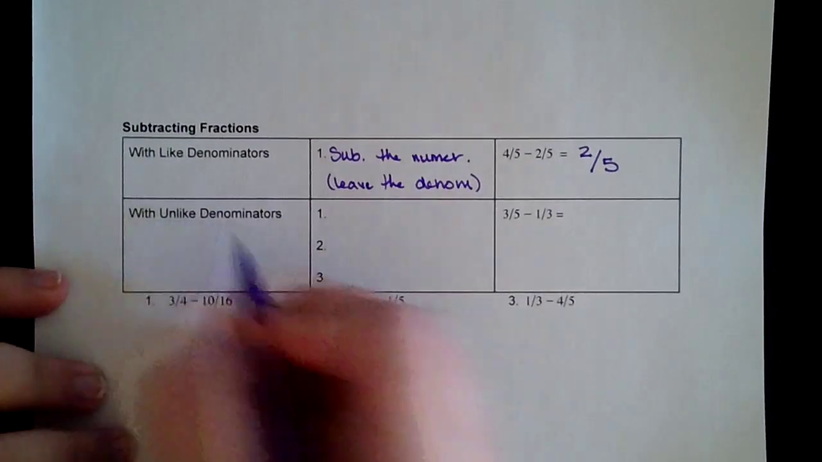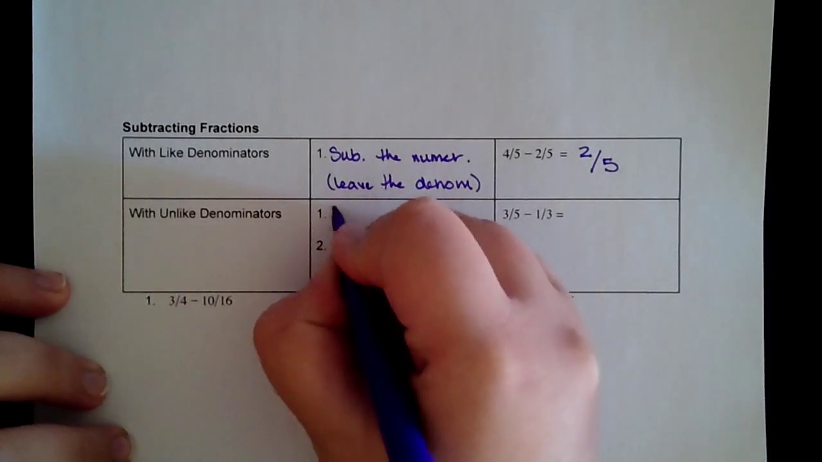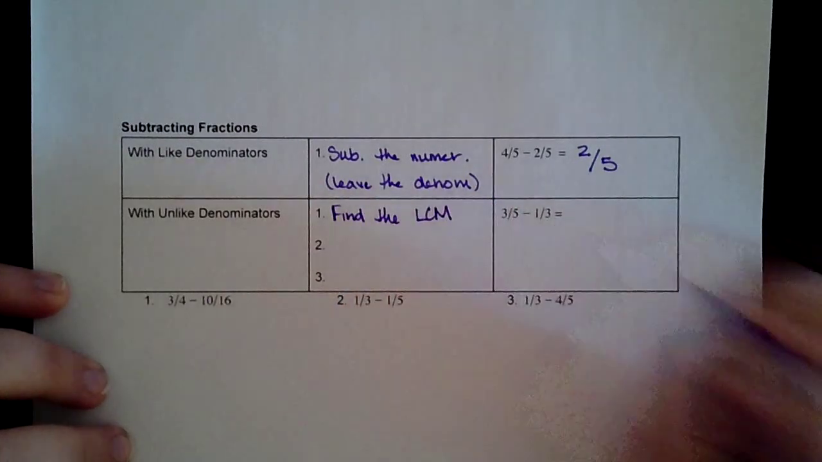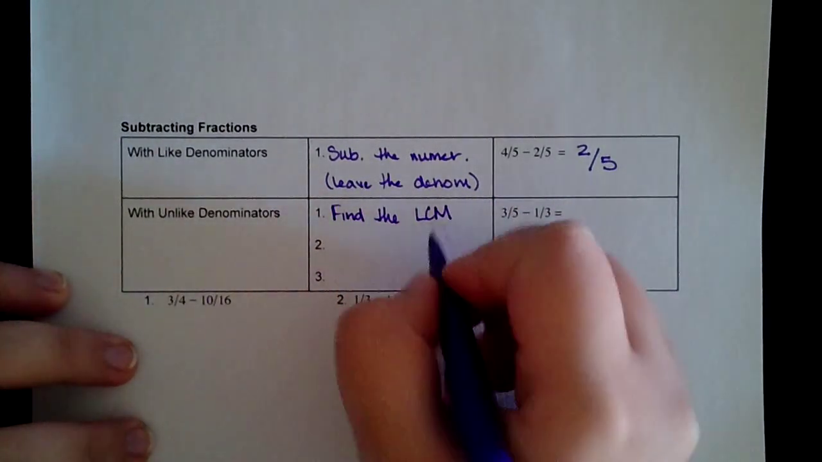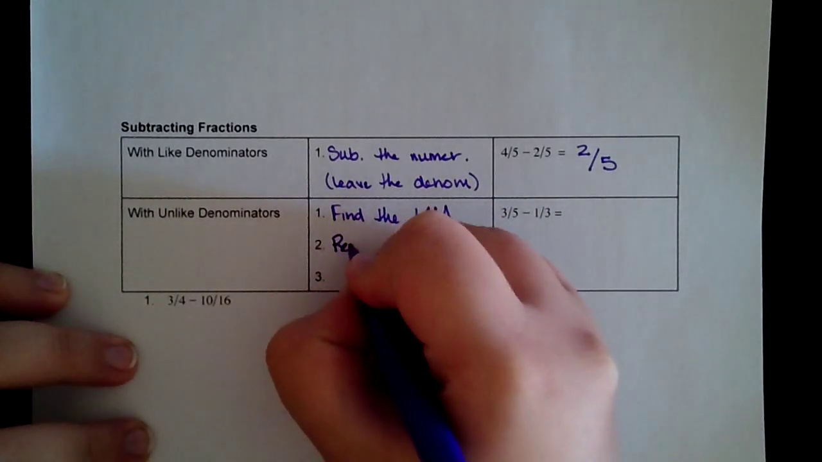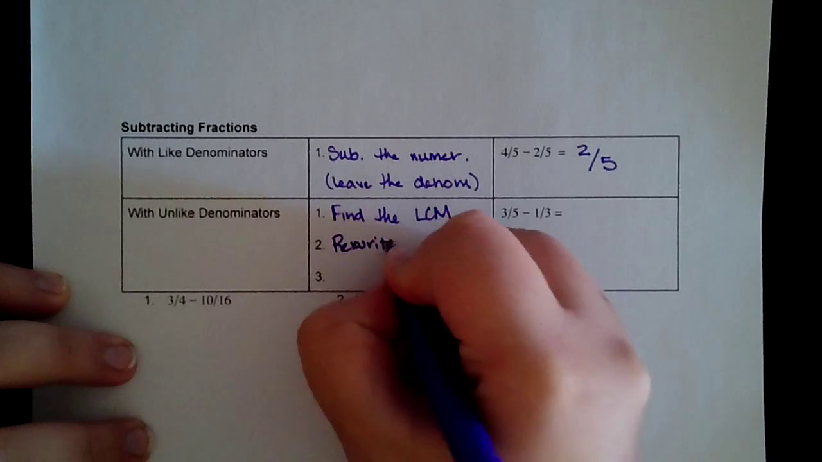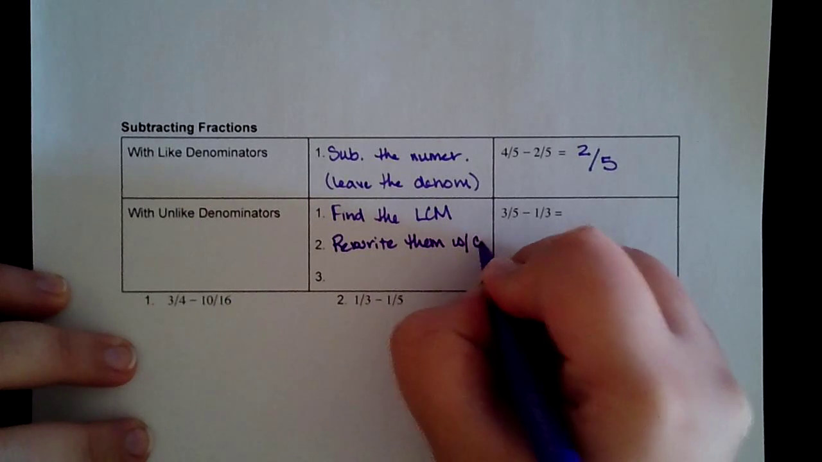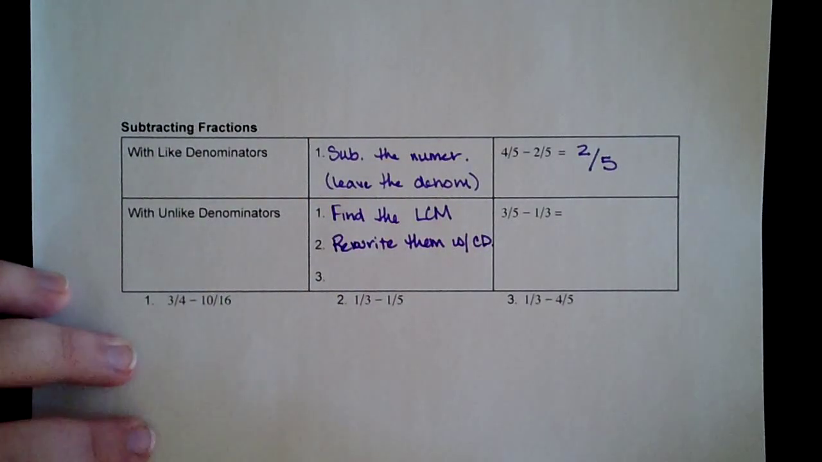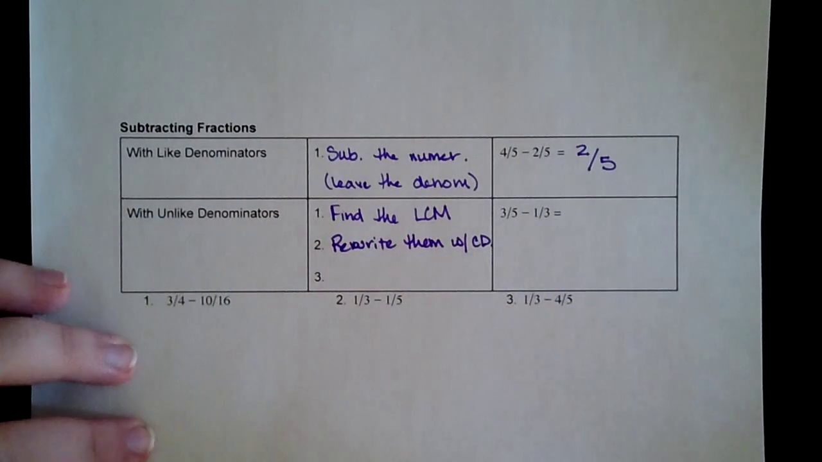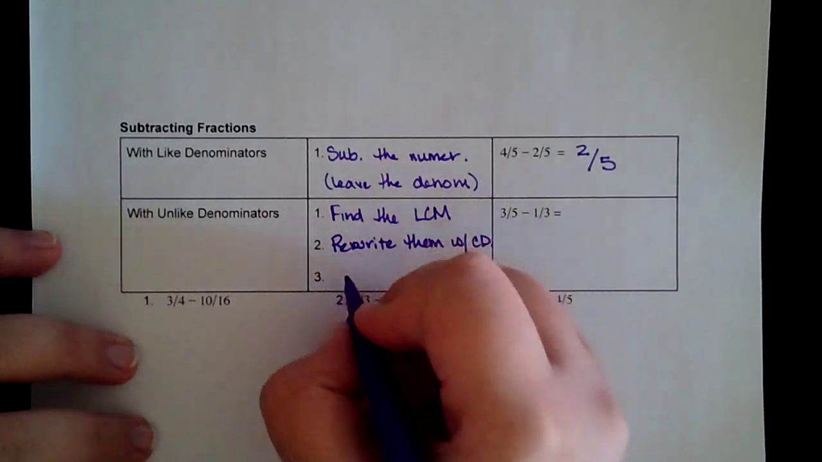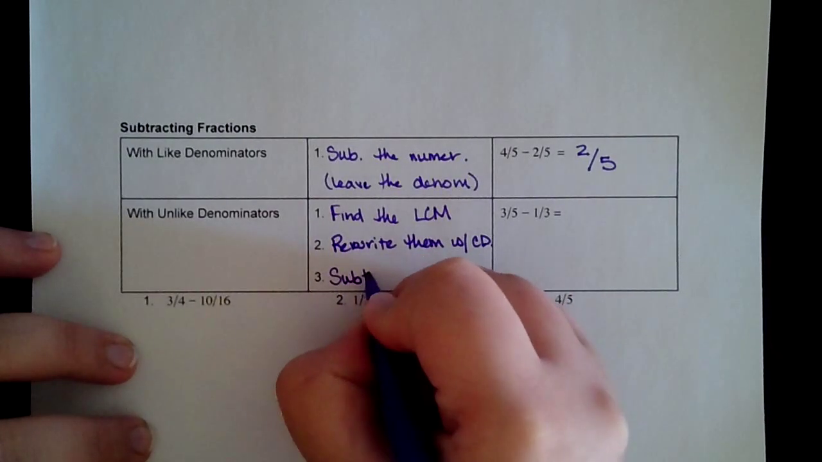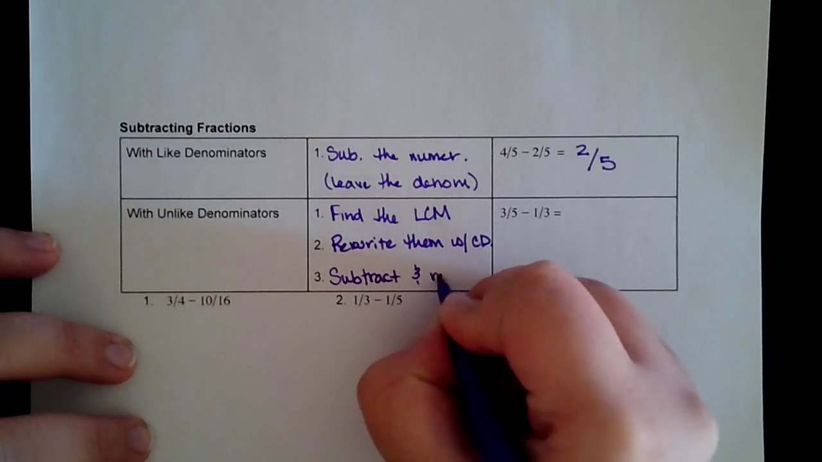All right, with unlike denominators, same thing. We still have to find a common denominator or find the LCM, least common multiple. Once we find the least common multiple, again, we're going to rewrite the fractions with a common denominator. You can write this out if you prefer, just W slashes with CD is common denominator. And then, of course, once we have subtracted and simplified, I guess I'll write that subtract and reduce.